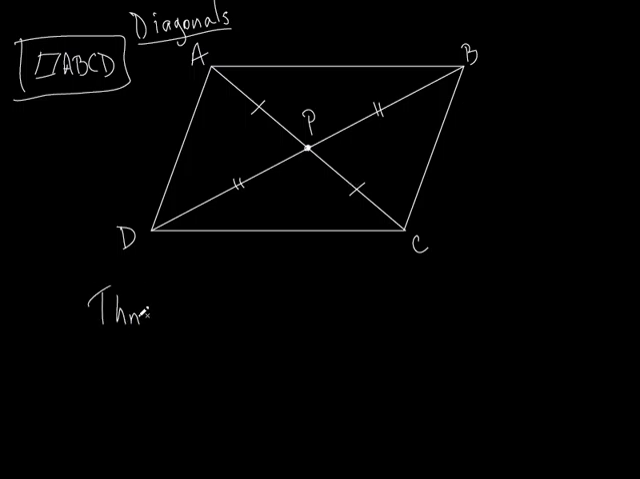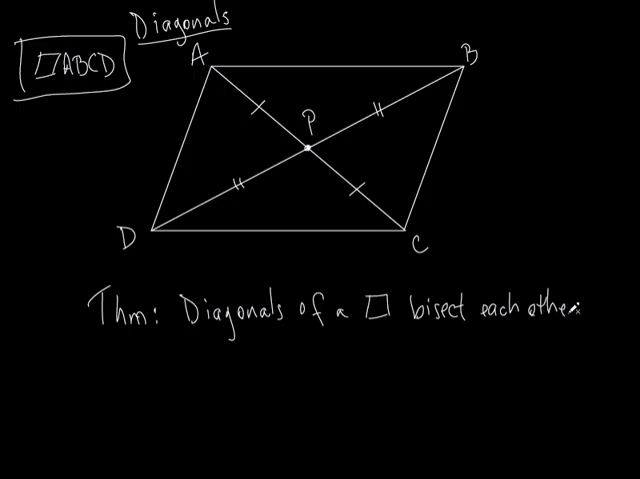I'll just keep this in white. One of our other theorems says that the diagonals of a parallelogram, and I'll just do the symbol for parallelogram, that's an ugly one, but you get the idea, it's supposed to be a parallelogram. The diagonals of a parallelogram bisect each other. Okay? So they bisect each other.